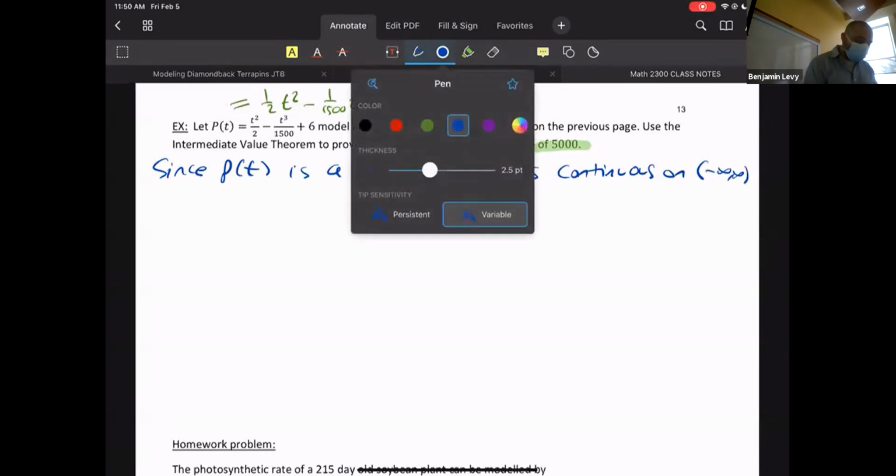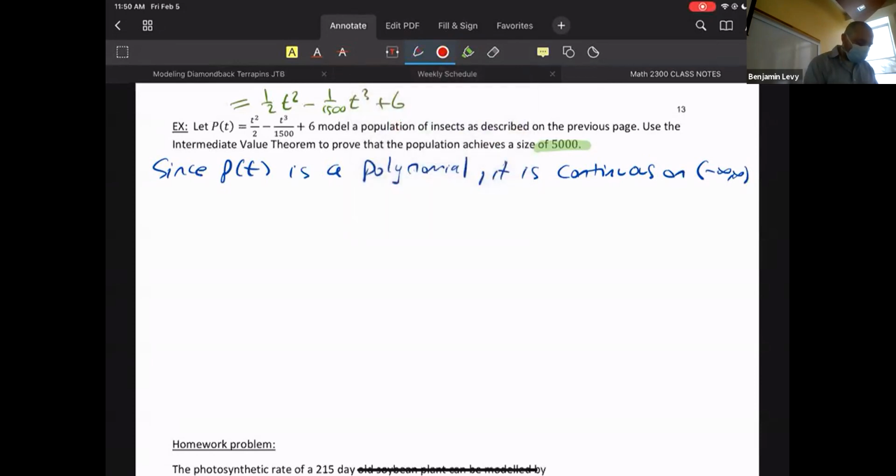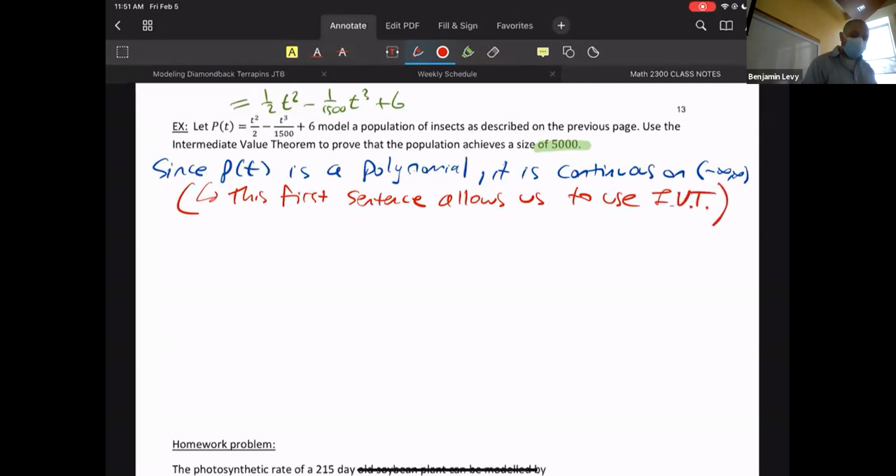And I really can't emphasize this enough. I'm just going to write it in red. This first sentence, I'm going to put this in parentheses. This is not part of the argument. This first sentence allows us to use this theorem. If you don't say you have a continuous function, you cannot use this theorem. This first sentence allows us to use the intermediate value theorem, IVT.